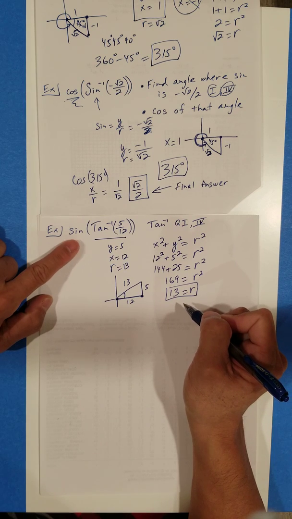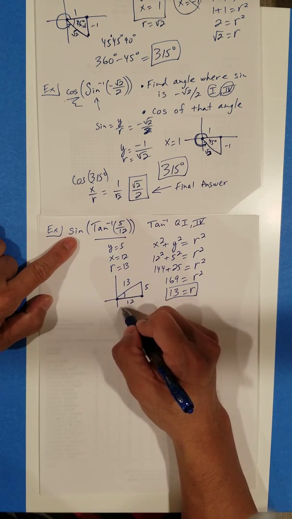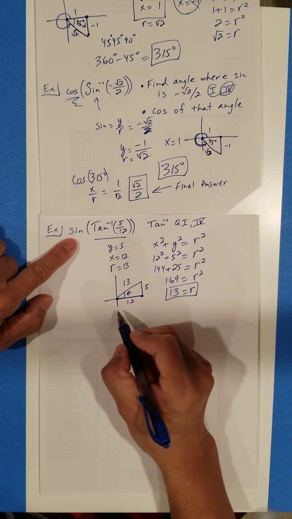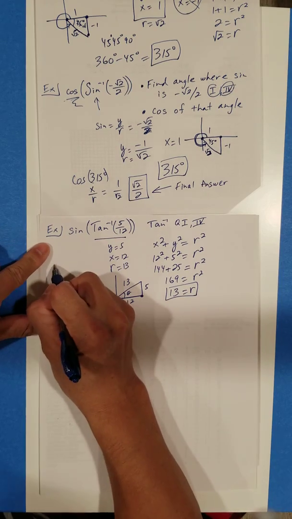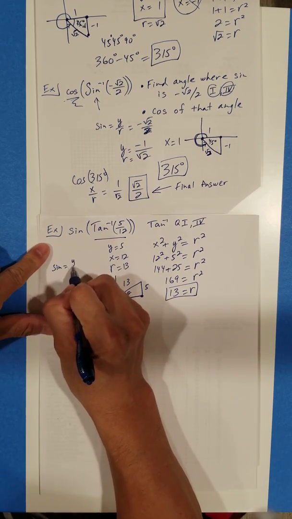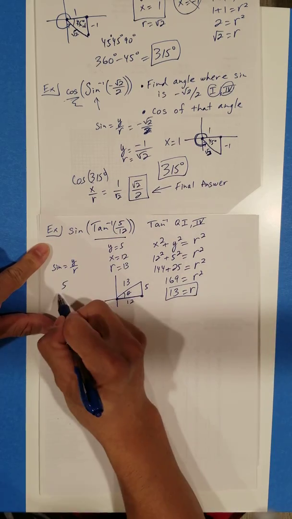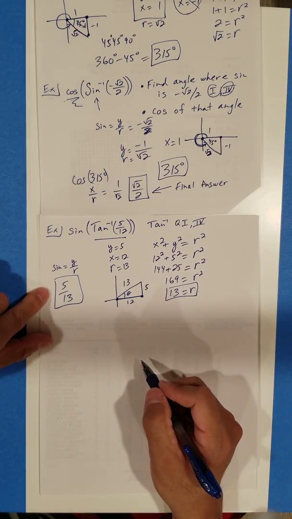Ultimately, they want you to find the sine of this angle. So you don't have to go and find the angle itself. Just give me the sine of this angle right here. Put yourself right here. What is the sine of this? Sine, if you remember, is y over r. So y equals 5. R is 13. So that's the answer to this problem. 5 over 13.